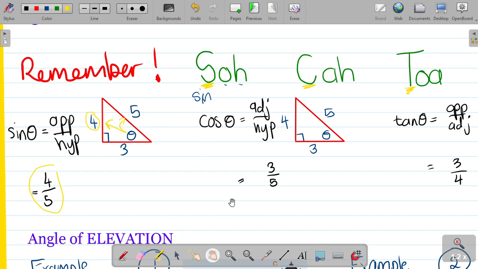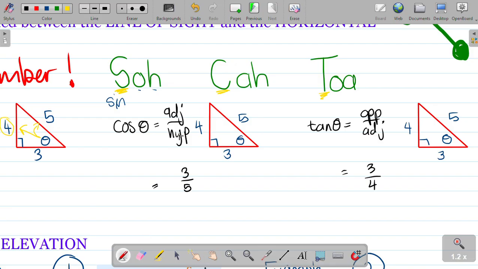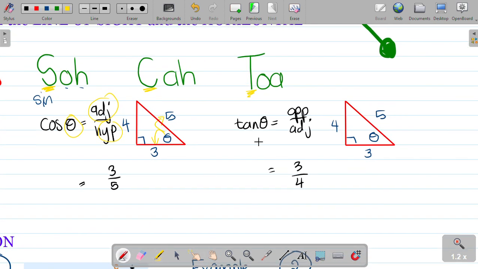Okay, good. For cos, my cos of theta is now going to be adjacent, so my 3, over the hypotenuse, adjacent over hypotenuse, which is going to be 3 over 5. And lastly, tan of theta is going to be opposite over adjacent. Sorry, this should be the other way around. Let me erase that while I was prepping. So it should be 4 over, and then my adjacent is obviously 3, so 4 over 3.